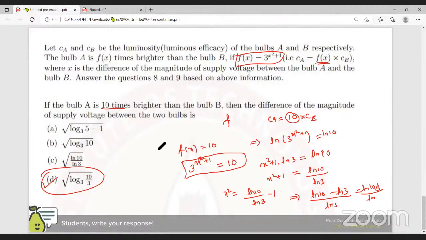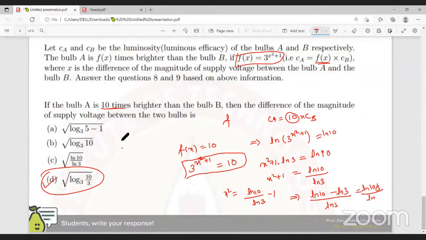Any other question? Yes, ln of 10 by 3 by ln of 3. How do you get that thing? By applying the reverse base changing property. So what is the base changing property? If log of b to the base a, we can write it as log of b to the base c upon log of a to the base c. And here ln means log to the base e. So I can simply apply this property here, like log of 10 by 3 to the base 3.